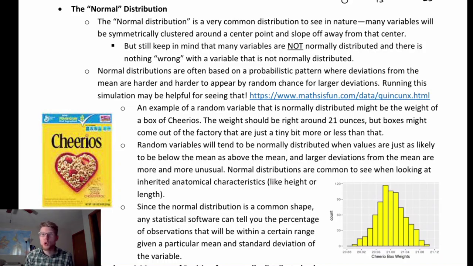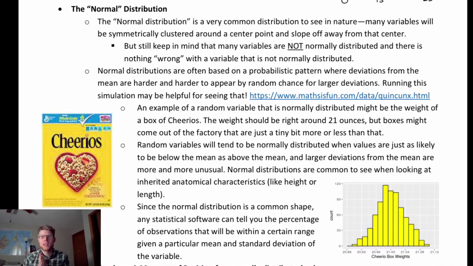So maybe a good example for normally distributed data would be in quality control of products. Here we have an example talking about boxes of Cheerios. If you think about a machine that's going to be filling up a box of Cheerios and how many Cheerios go in there, there's going to be an average amount that's typically going in that box. Let's say it's 21 ounces.